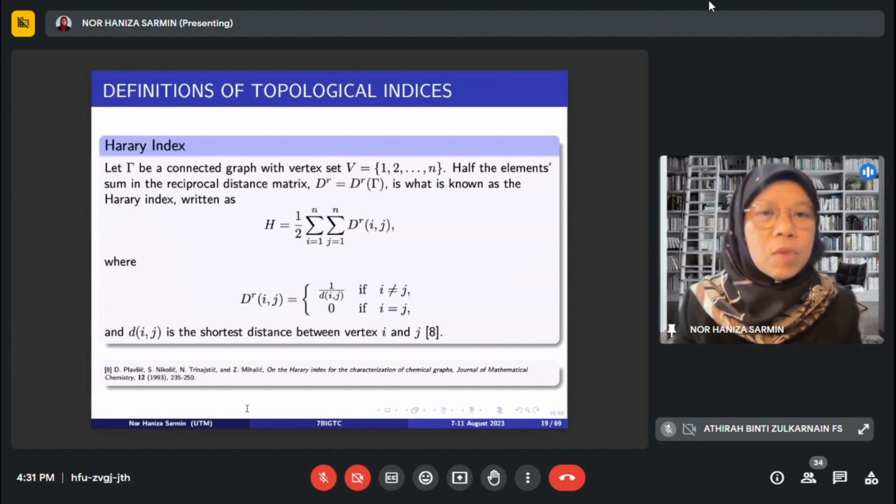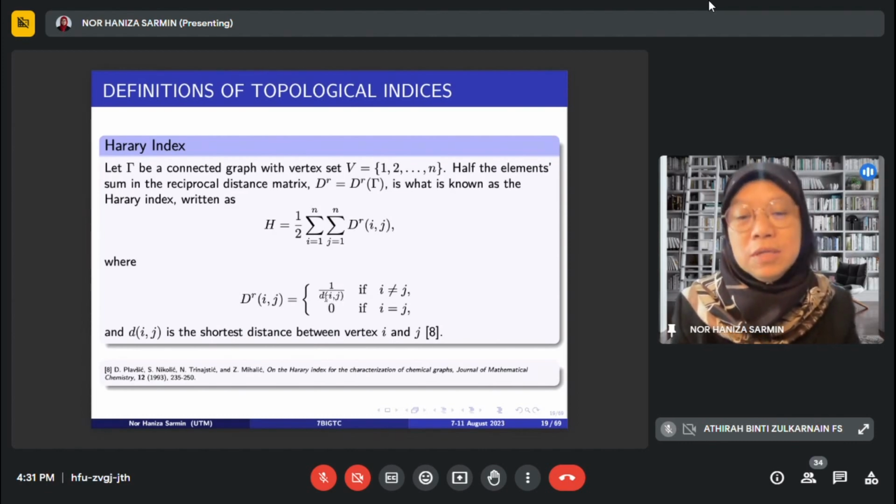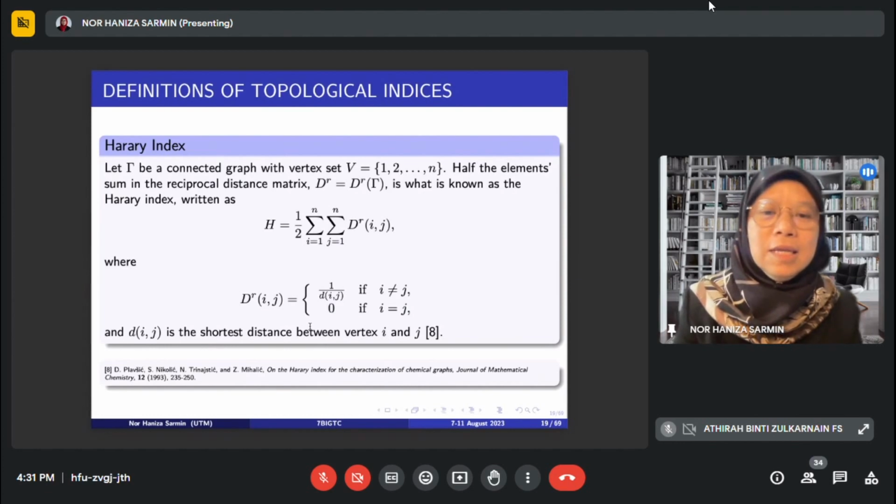The next index is the Harari index, and the Harari index is what we use as the matrix. First, we look at what is the matrix DR. We call this matrix the reciprocal of the distance, and the Dij is the shortest distance between the vertices.